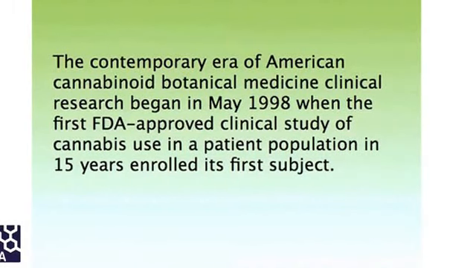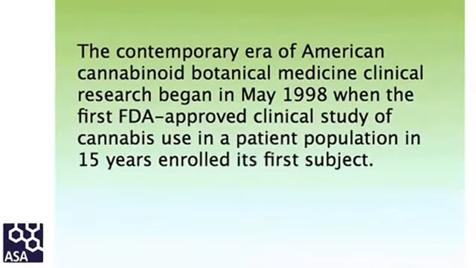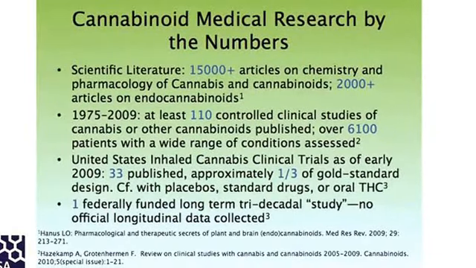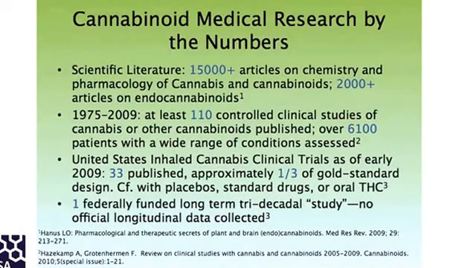Essentially, after 1998, when the first FDA-approved clinical study of cannabis in a patient population enrolled its first subject in 15 years, that is what catapulted more modern cannabinoid research trials. If you go back to 1975 through 2009, you can add up 110 trials involving 6,100 patients, and that includes cannabis and cannabinoids in human studies. In the United States, 33 to 40 different inhaled clinical cannabis trials, about a third of which were gold standard, that is double-blind, randomized, placebo-controlled, were done in this period.